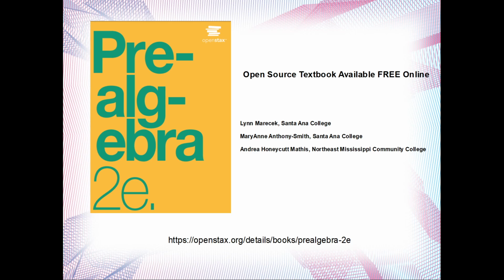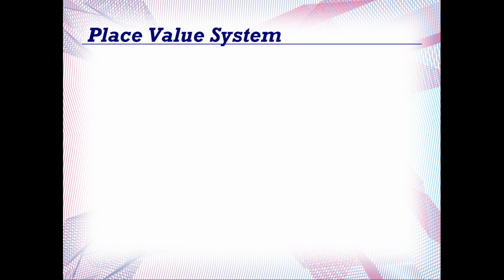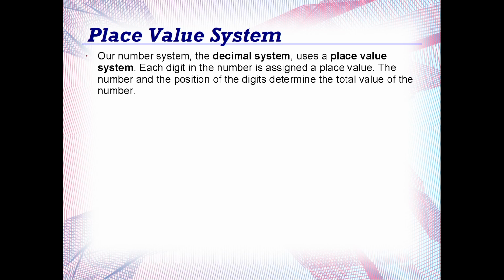Let's get started with place value. Our number system uses a place value system, and it is called the decimal system. Decimal, meaning 10, deci, means we have 10 digits in our number system. Those digits are 0, 1, 2, 3, 4, 5, 6, 7, 8, 9. In this place value system, each number is assigned a place value, and the position of the digits in the number determines the total value of the number.